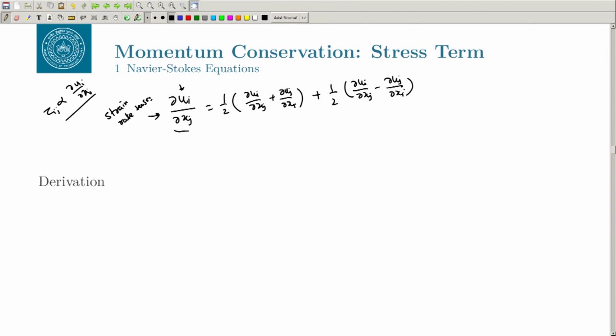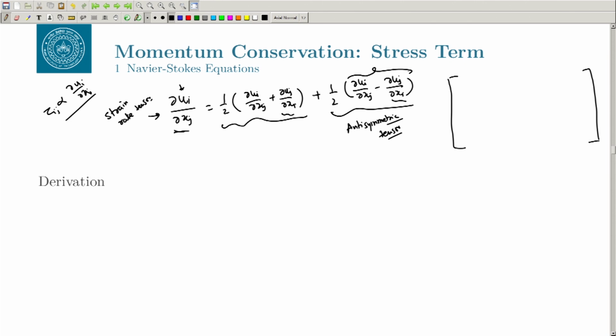Now, if you look closely at both the parts, I have not done anything, I have just added del u by del x i and subtracted that, right. If you observe it closely, this is basically your symmetric part. So, if you write your strain rate tensor here, this is the symmetric part and this is the anti-symmetric part. Let me complete this thought first. Anti-symmetric, or sometimes also called skew-symmetric, tensor. And I am sure you know this quantity. What is this? This is basically the vorticity, right. And this is your symmetric tensor.